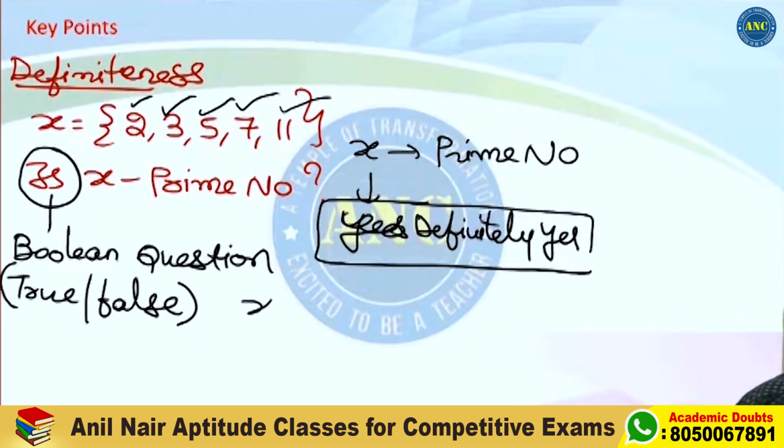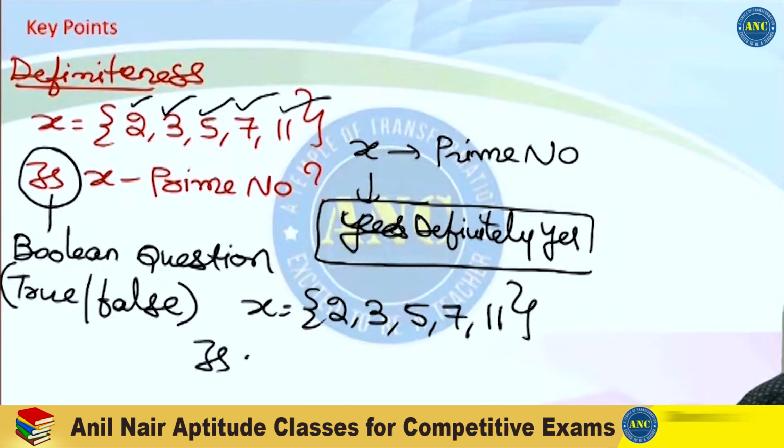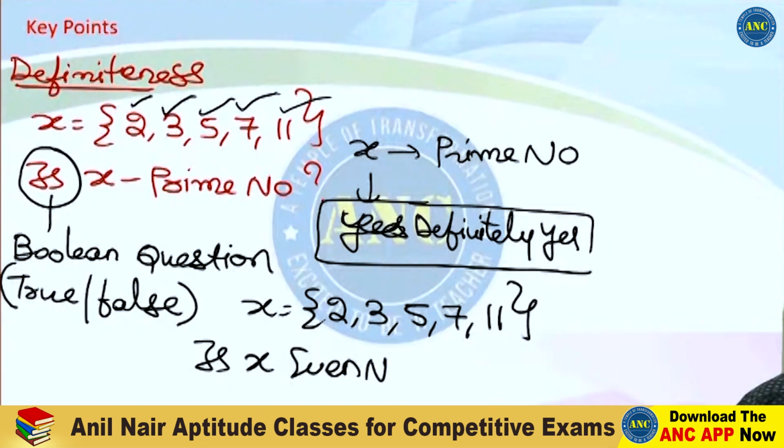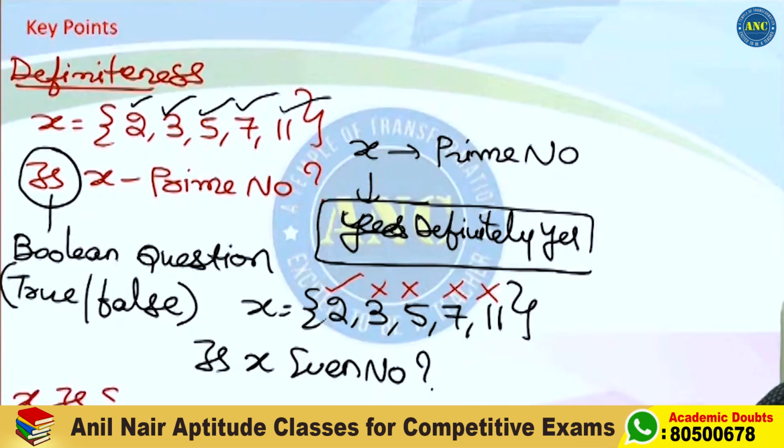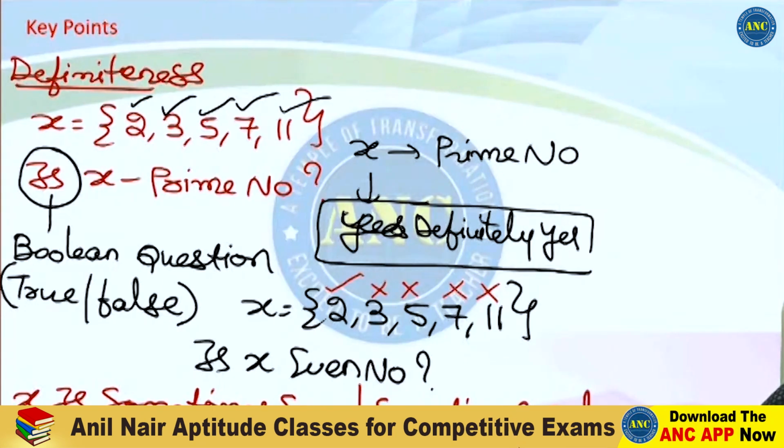But if for the same example I change the question, x equivalent to 2, 3, 5, 7, 11. Is x an even number? 2 is an even number. 3 is odd, 5 is odd, 7 is odd, 11 is odd. So x is sometimes even and sometimes odd.